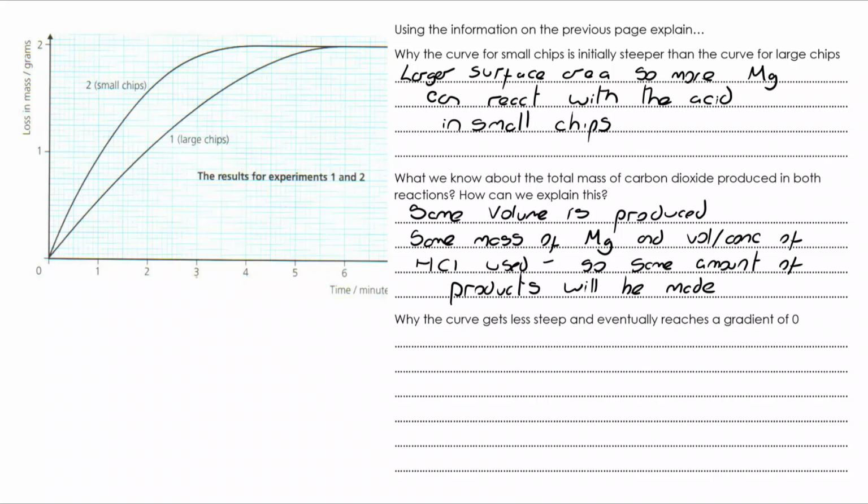And actually, looking at this, we are dealing with loss of mass. We're seeing that carbon dioxide is being lost. It would still be the same shape of graph if we had volume of CO2.